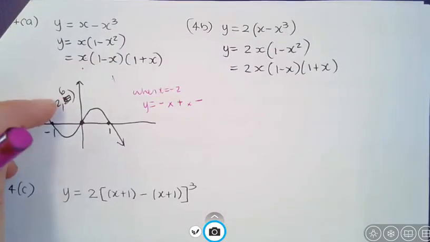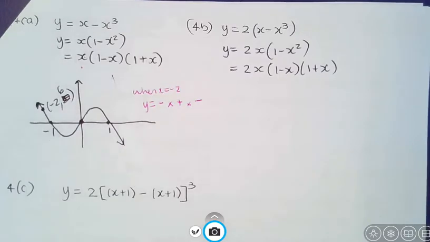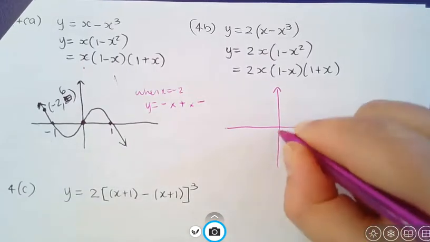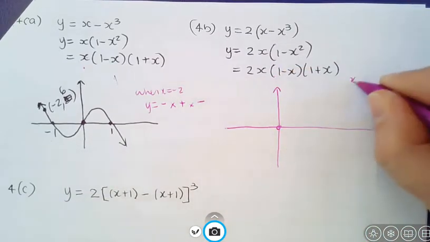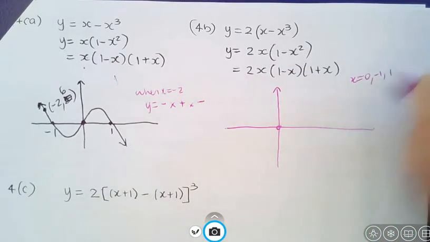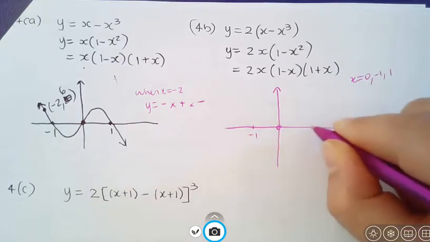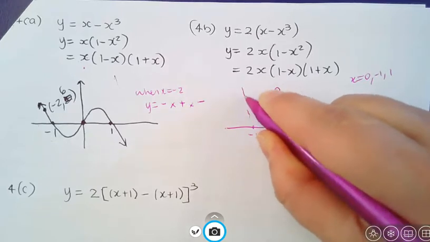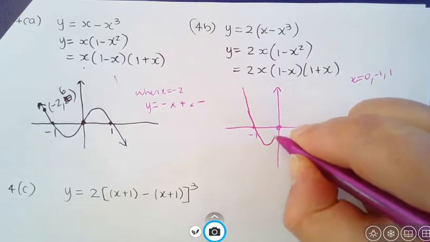So it was really good that we have this point here, negative 2, 6. What's that point now going to be? Negative 2 what? Negative 2, 12. So with this next graph, the intercepts are still the same. I've got intercepts at 0, negative 1 and positive 1. And it'll just be steeper. So I'd be getting these other bits.